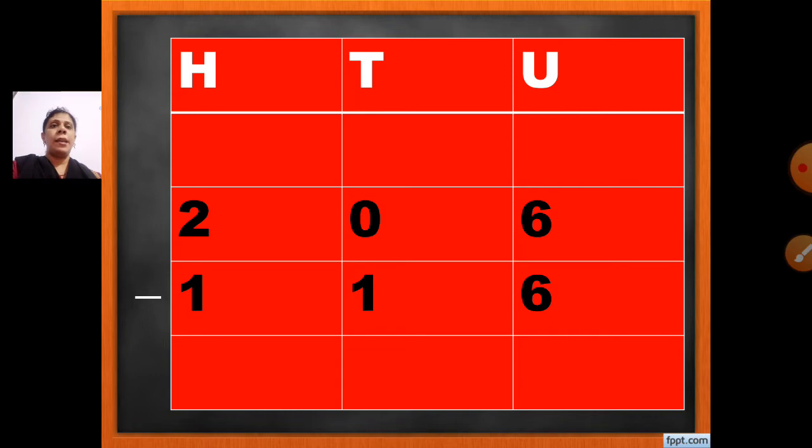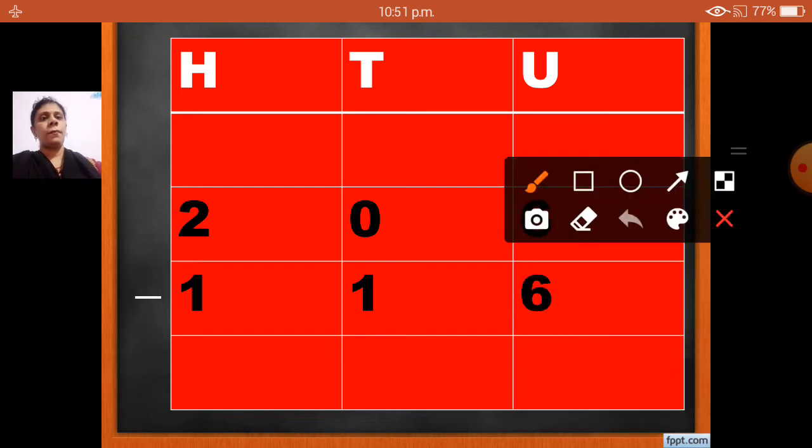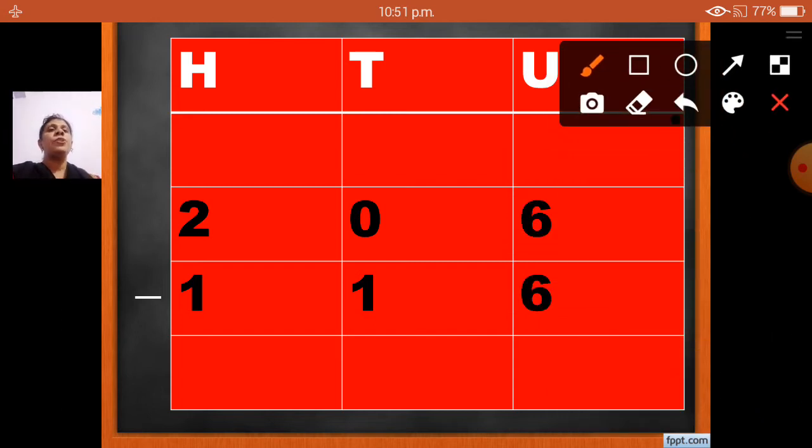Now the numbers are arranged according to their place value, that is HTU, hundreds, tens and unit column. Okay, and the numbers are 206 and 116. So we are going to subtract units with units, tens with tens and hundreds with hundreds. So let us start. Okay, so 6 minus 6 will be, children, 0. Correct. 6 minus 6 will be 0. Here no borrow.